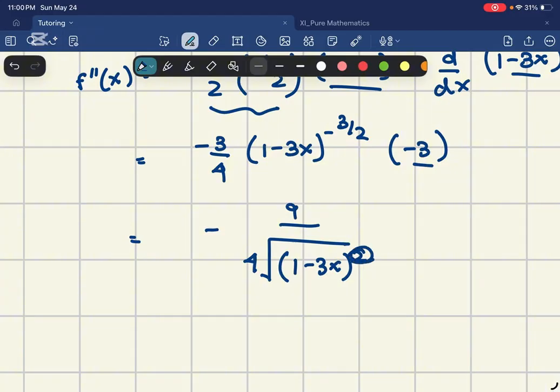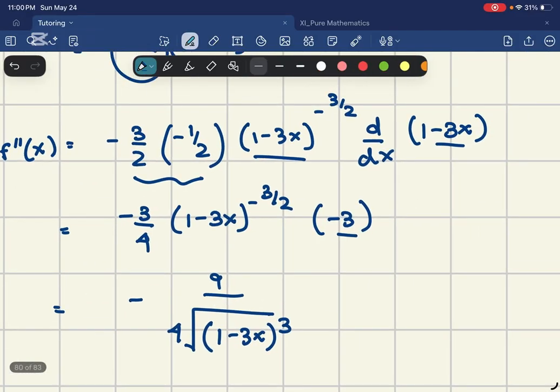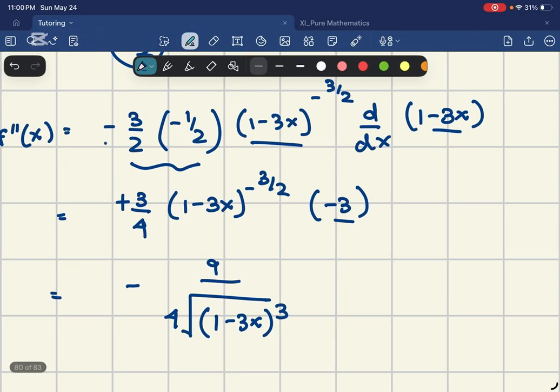Sorry, cubed, not squared, cubed, because the square root of something cubed is going to give you this expression. Alright, so I hope the simplification makes sense. Remember, this was positive, so your final answer must be negative. Negative, negative, you got a positive here. Alright, so this should be your final expression.